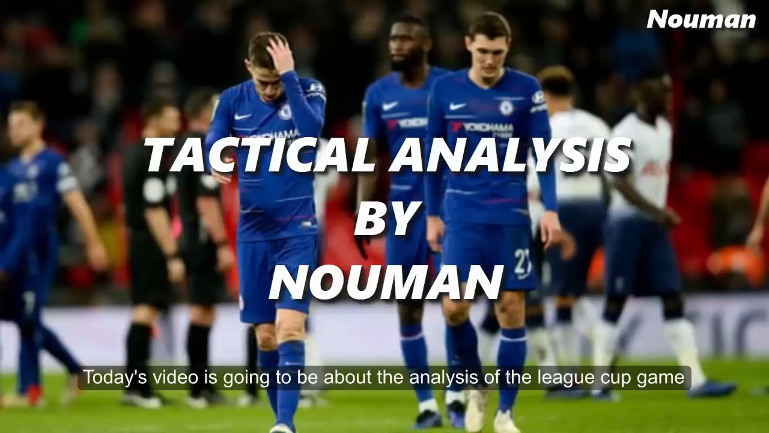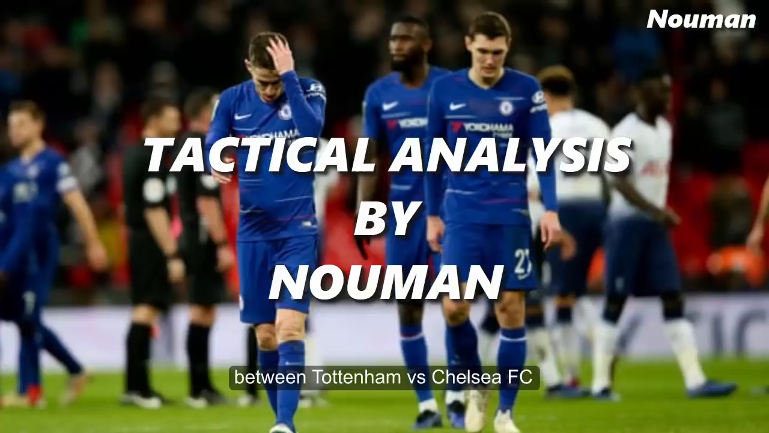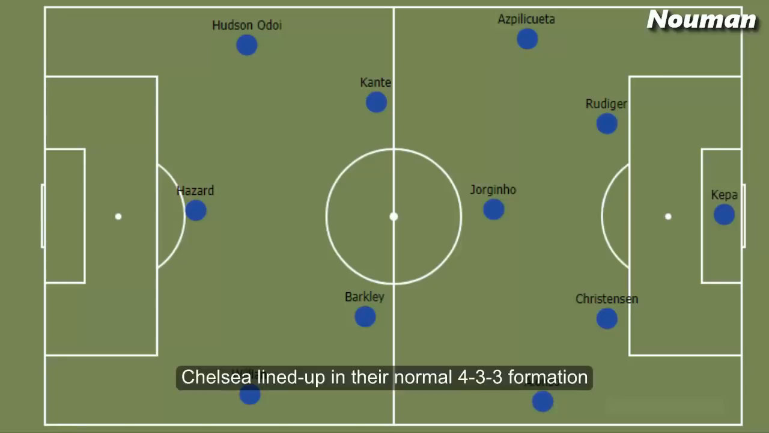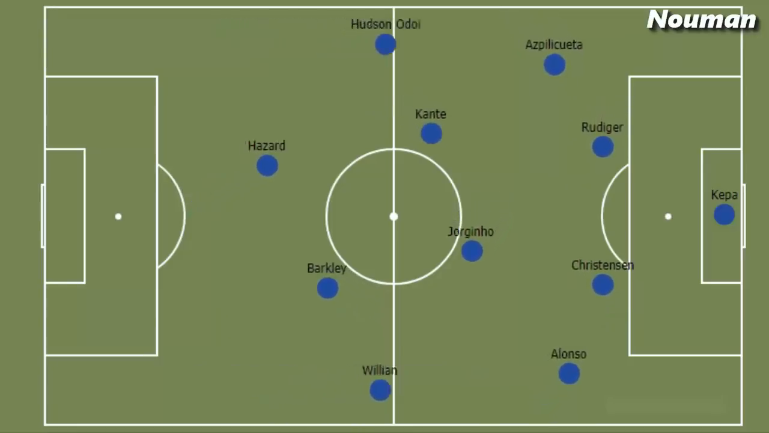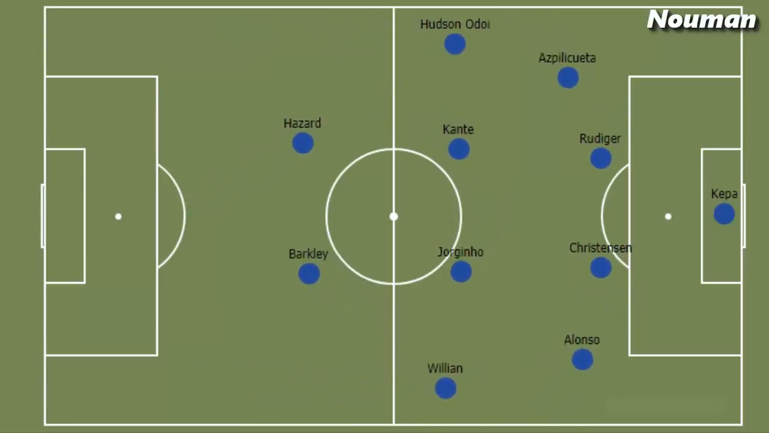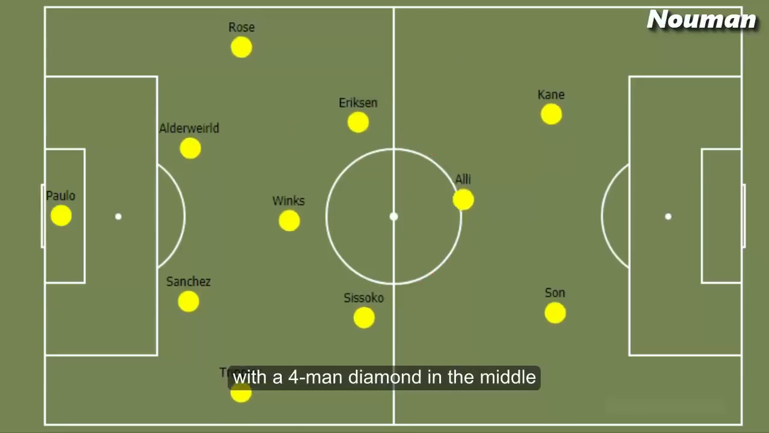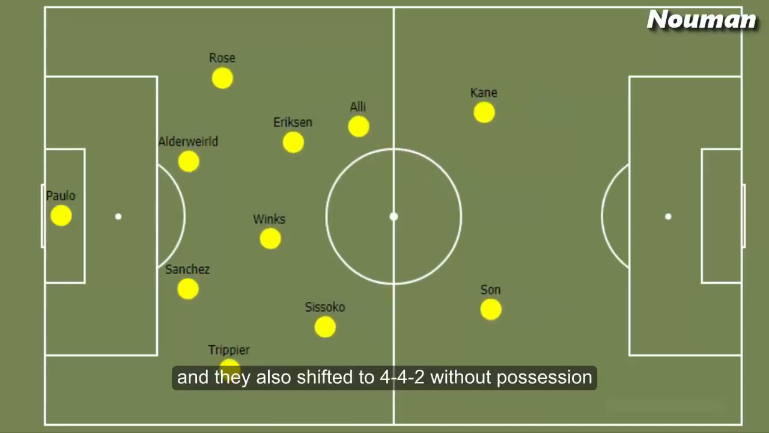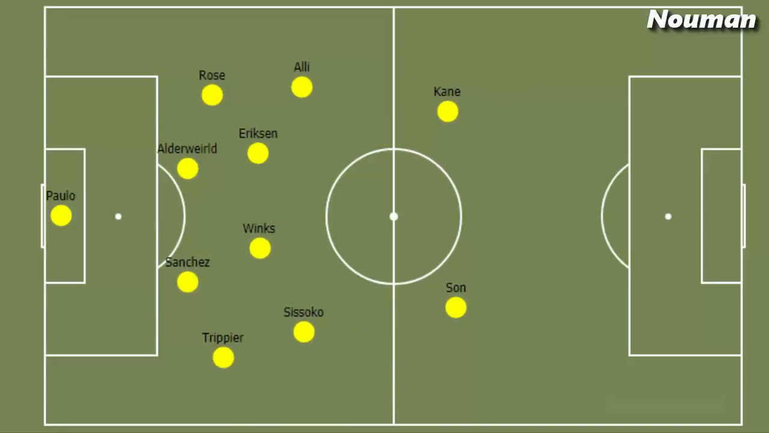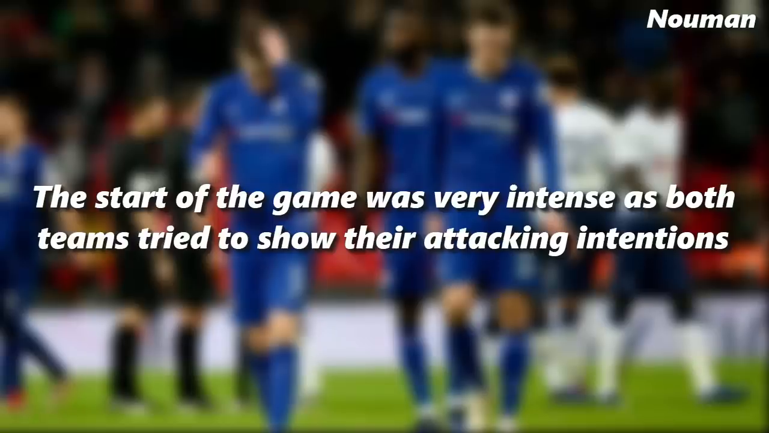Today's video is going to be about the analysis of the League Cup game between Tottenham versus Chelsea FC. Chelsea lined up in their normal 4-3-3 formation, but they shifted to 4-4-2 without possession. Tottenham started the game in a 4-3-1-2 formation with a 4-man diamond in the middle, and they also shifted to 4-4-2 without possession. The start of the game was very intense, as both teams tried to show their attacking intentions right from the kickoff.